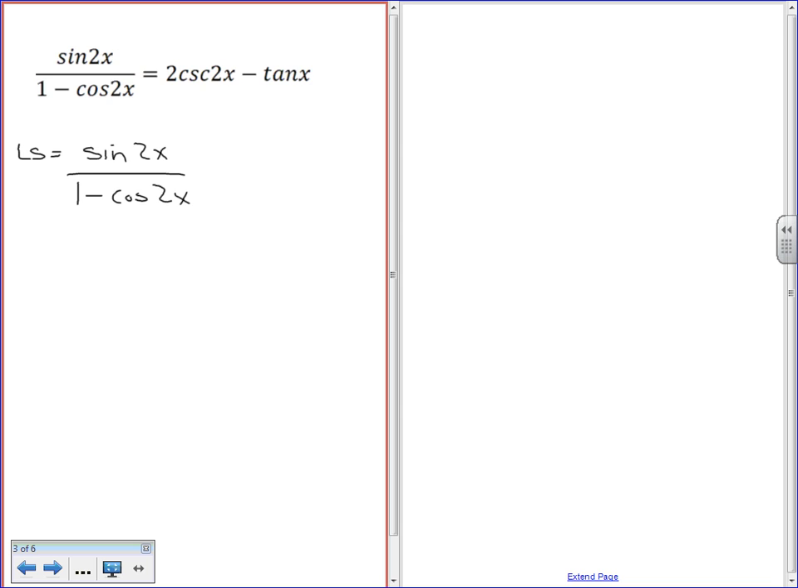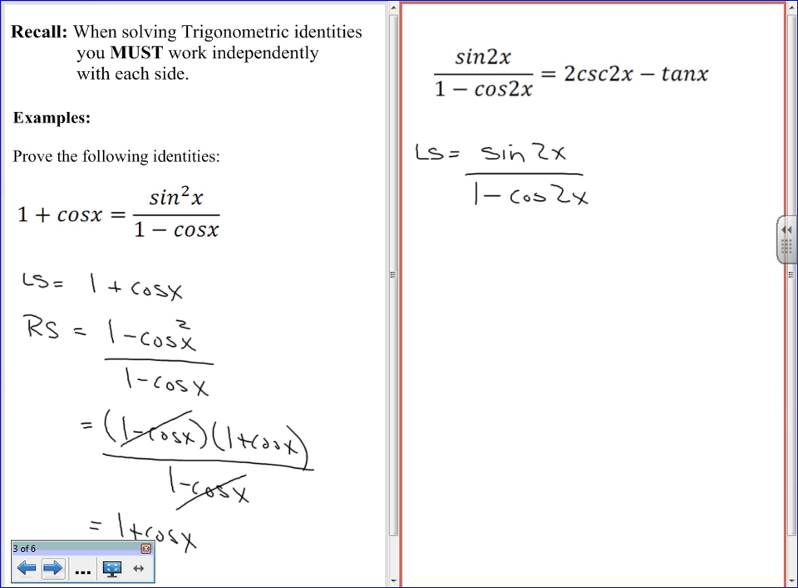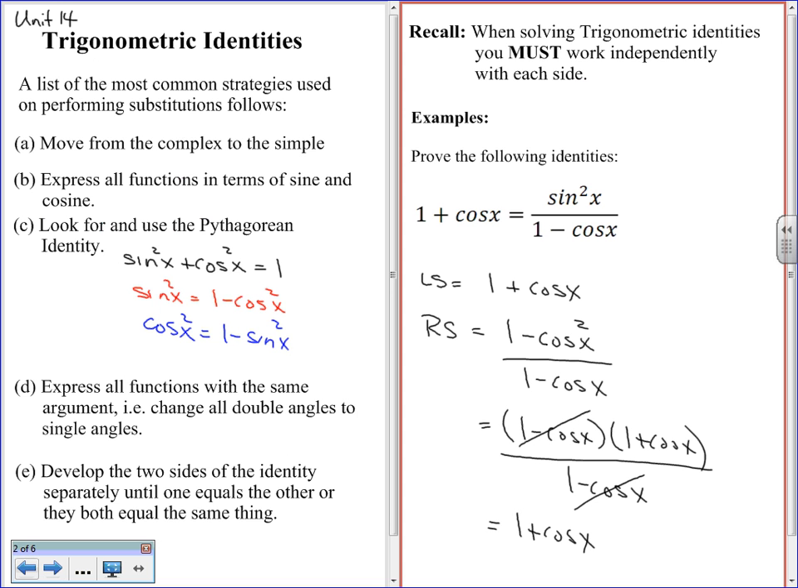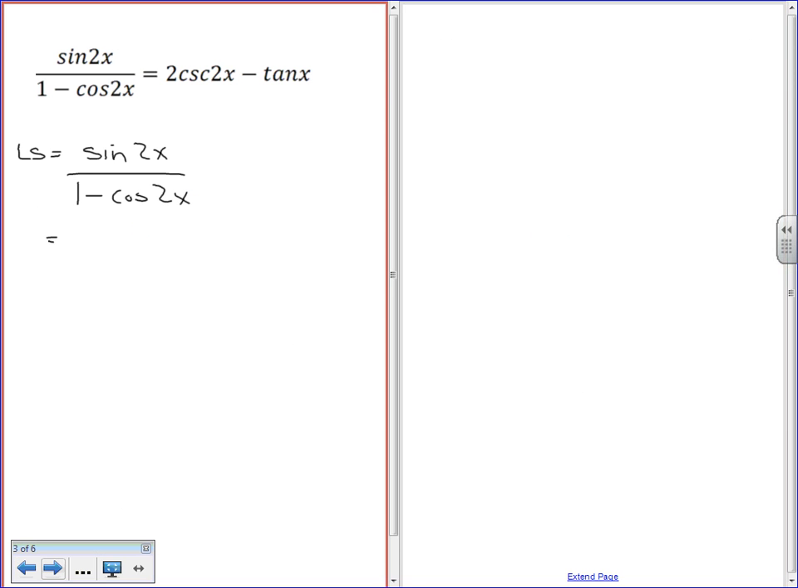Okay, so looking back at my rules, it says pick a side. We've done that. Express everything in terms of sine and cosine. This guy is in terms of sine and cosine. Use the Pythagorean identity, if you see it. There's not one there. Now we're on to this part. So I have to change everything that's a double angle into a single angle, right? So if I do that, I look at my formula sheet, and the sine of 2x is equal to 2 times the sine of x times the cosine of x.